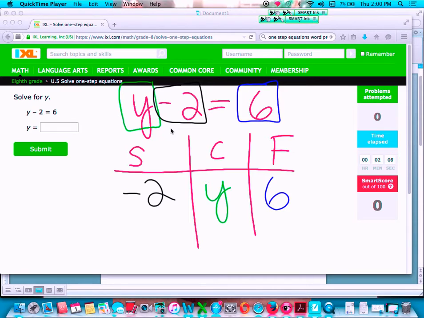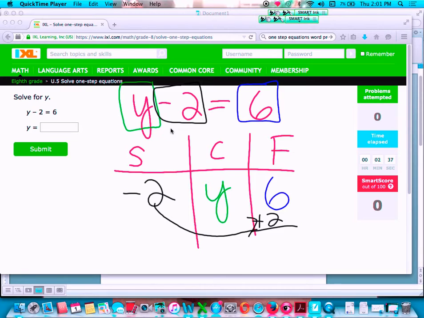And now we have it all set up, we can use our organizer to help us solve this problem. So we have to know how to move this -2 over to the 6. And we do something that is the opposite, which is called the inverse. We need to write the inverse equation out so that we can solve it, and it's going to give us what the y is. So we have to do the opposite of -2, and the opposite of -2 would be +2.